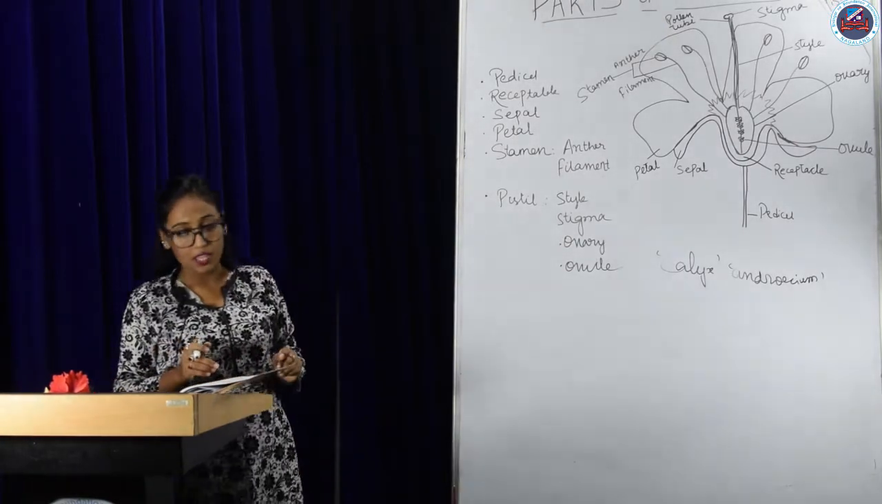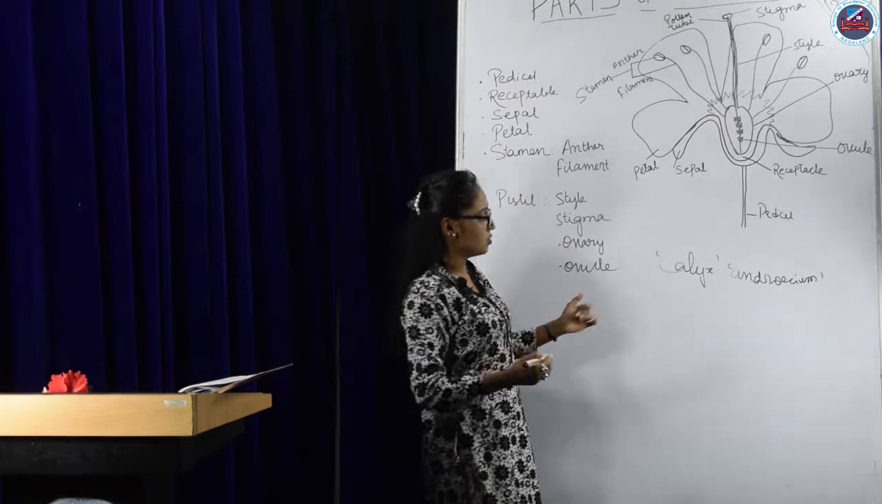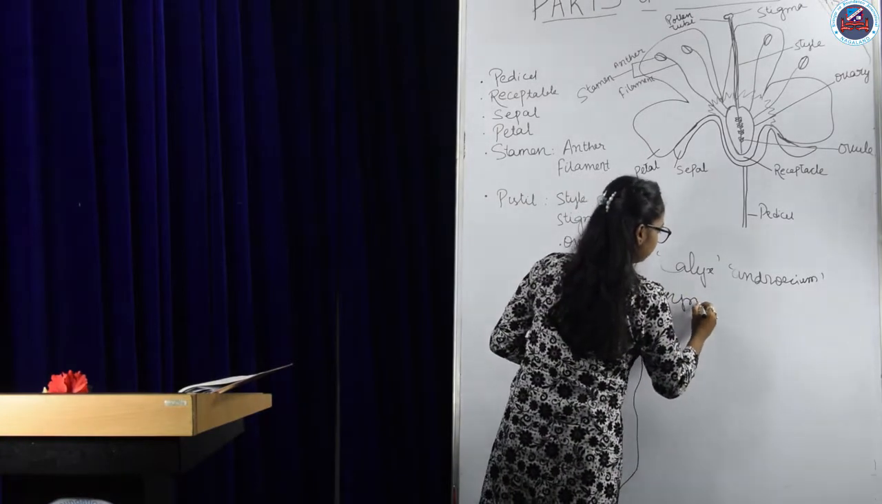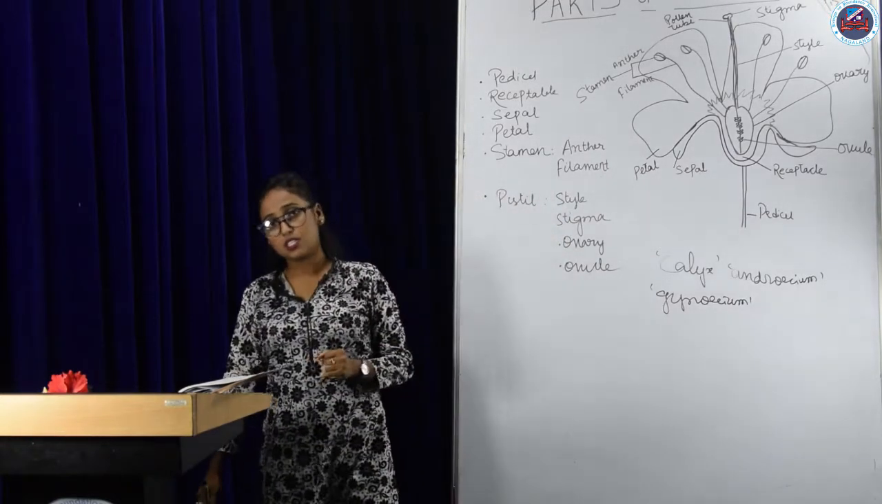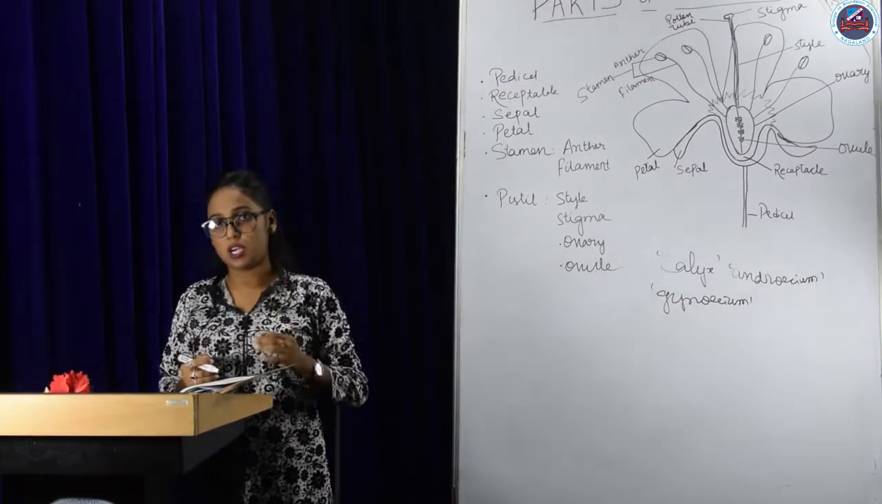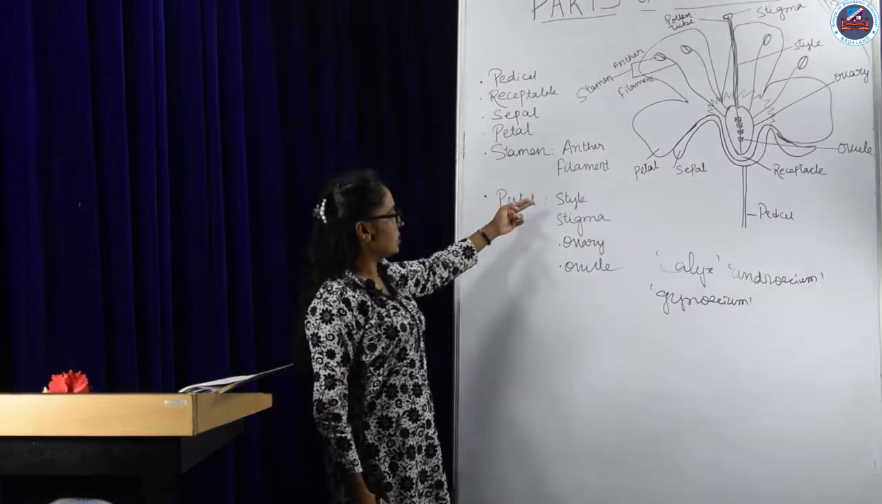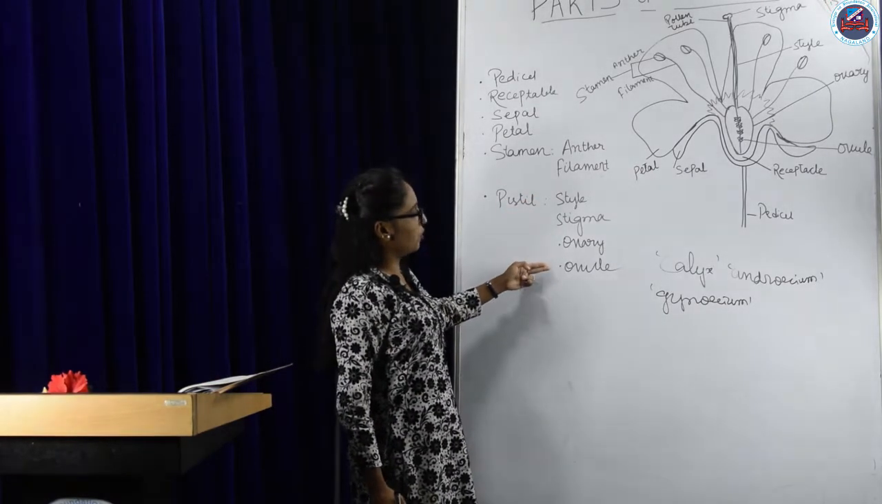Now, the collection of pistils is known as Gynoecium. This pistil is also divided into four parts. What are they? They are style, stigma, ovary and ovule.